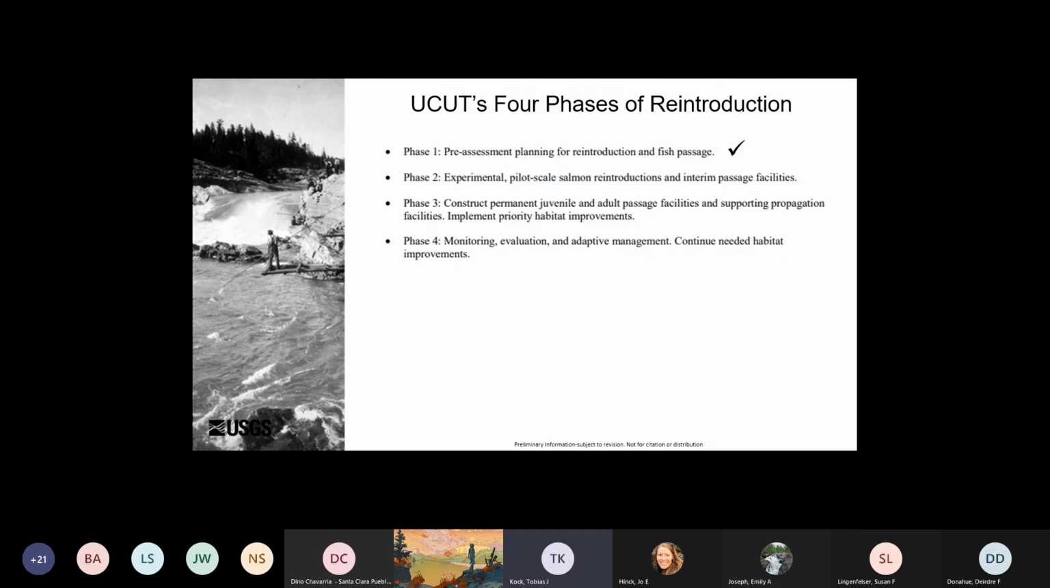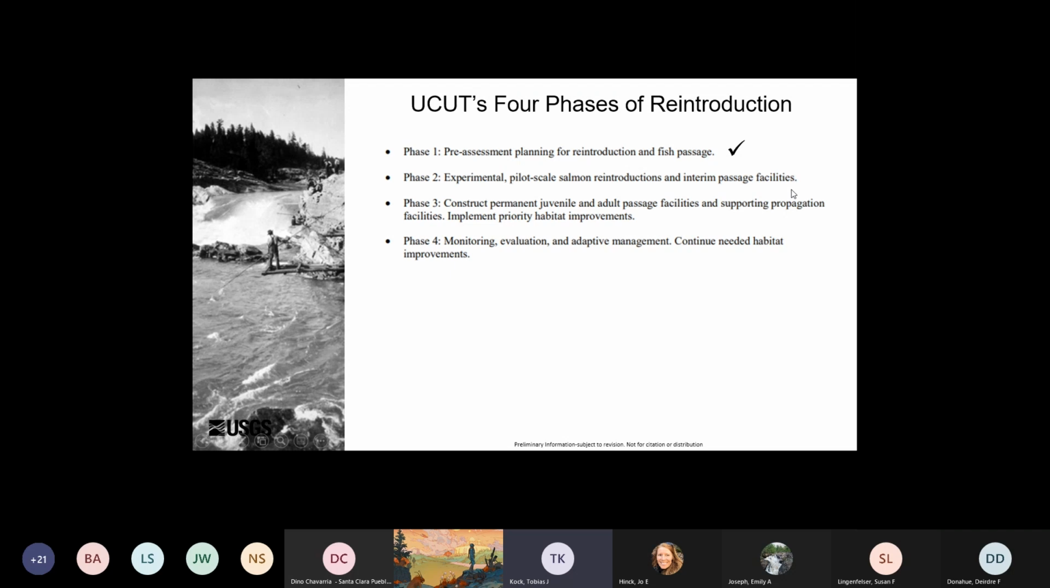UCUT embarked on these 4 phases of reintroduction sometime after about 2010, in the early 2010s. And basically they've laid this out in 4 phases. Phase 1 is complete. It wrapped up in 2019. In the next few slides, I'll talk to you about that.